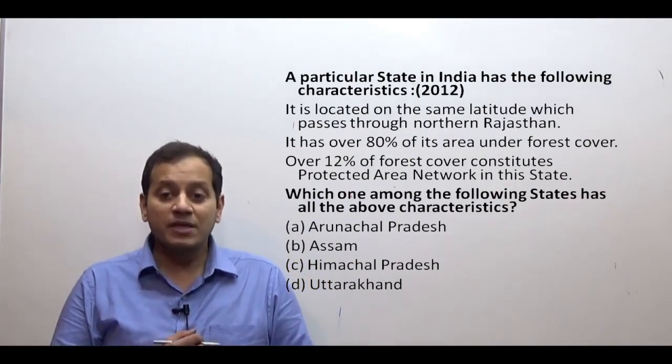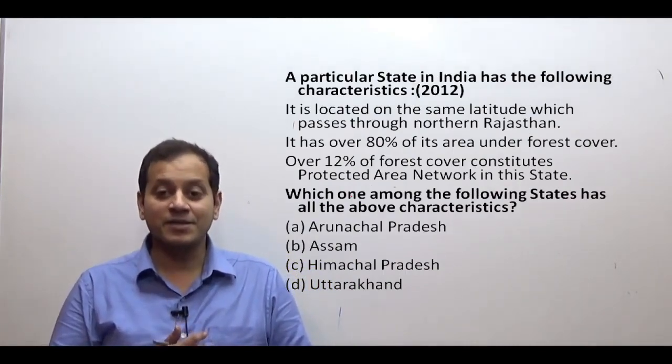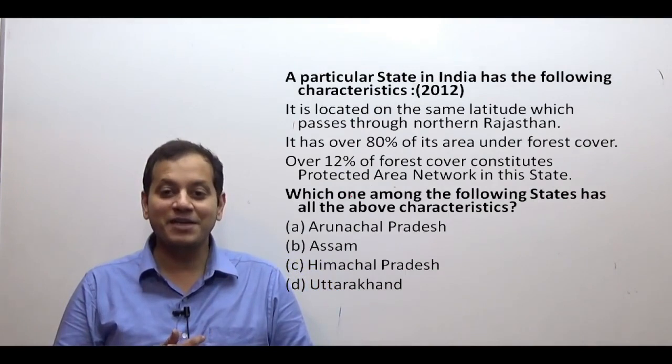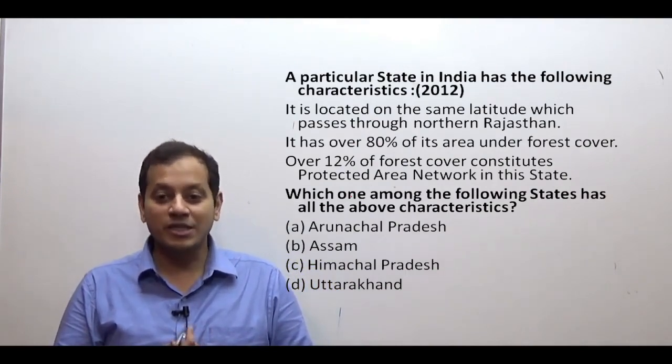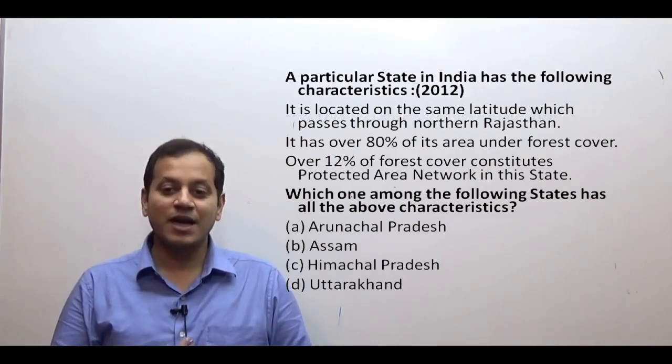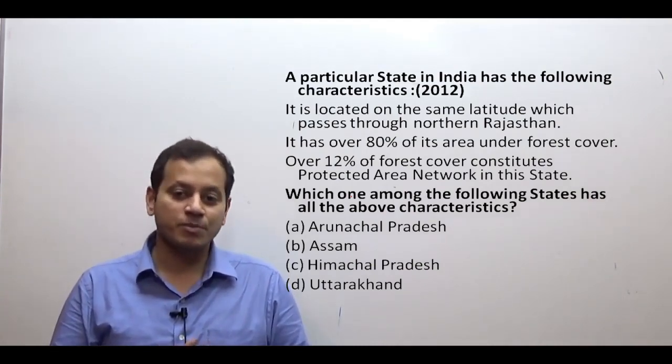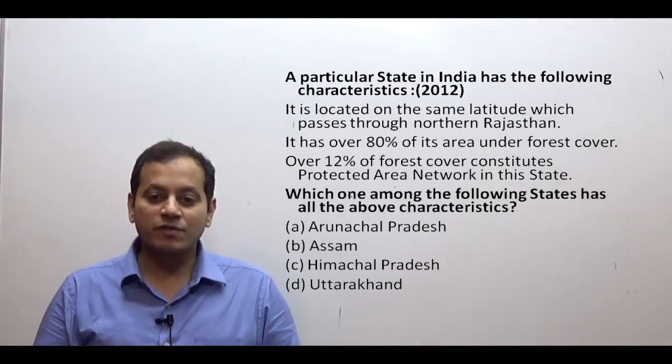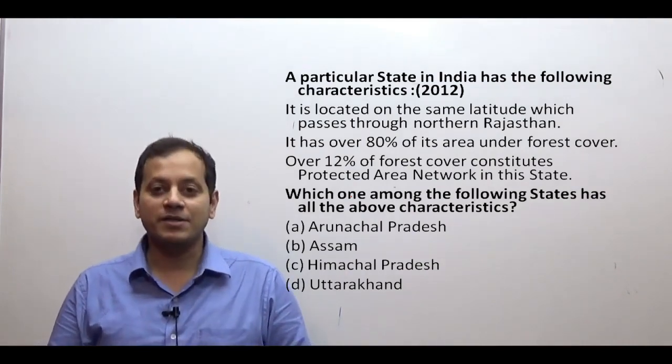A particular state in India has the following characteristics. It is located at the same latitude which passes through northern Rajasthan. Over 80% of its area is under forest and 12% of the forest constitutes the protected area network. Which of the following states has all the above characteristics?